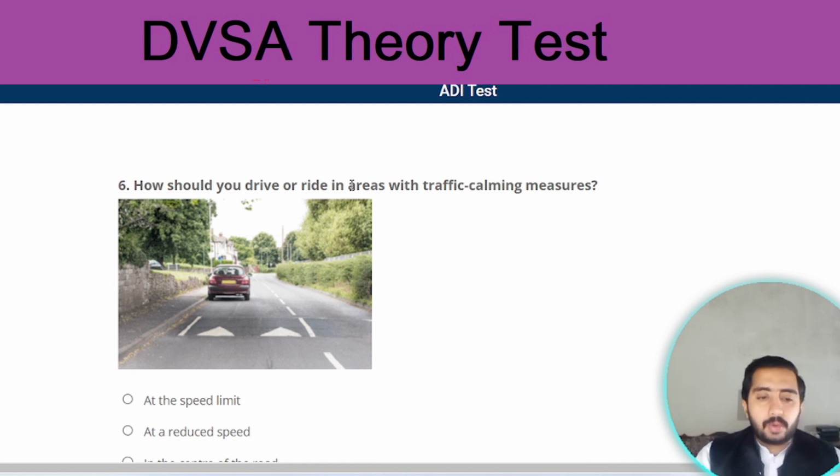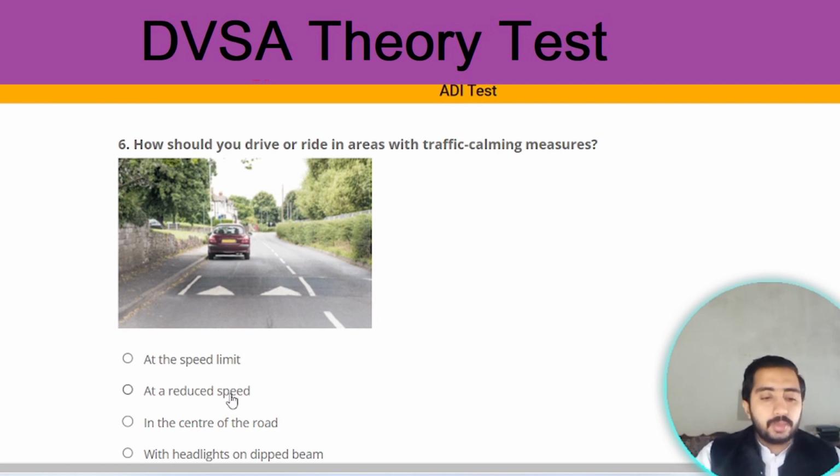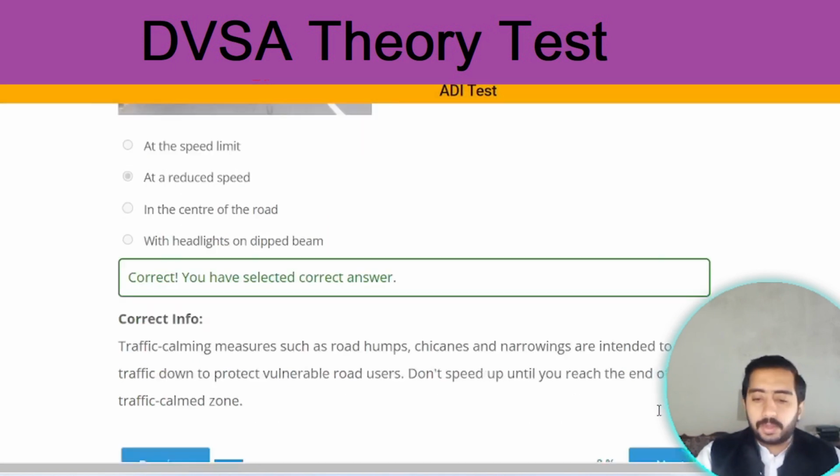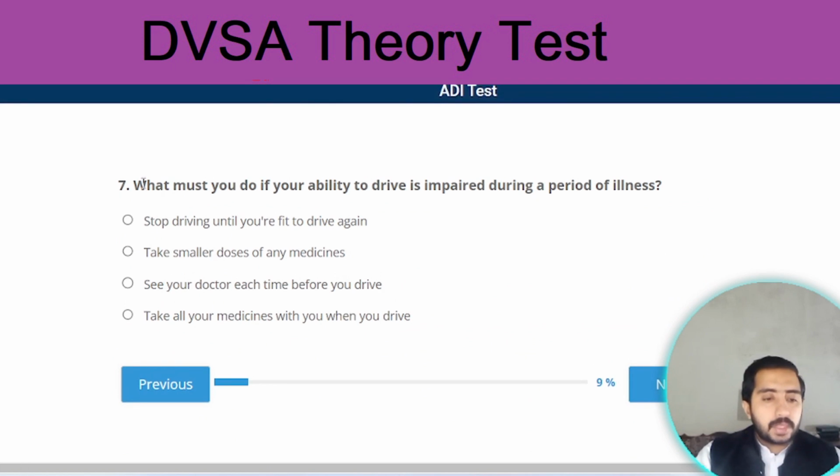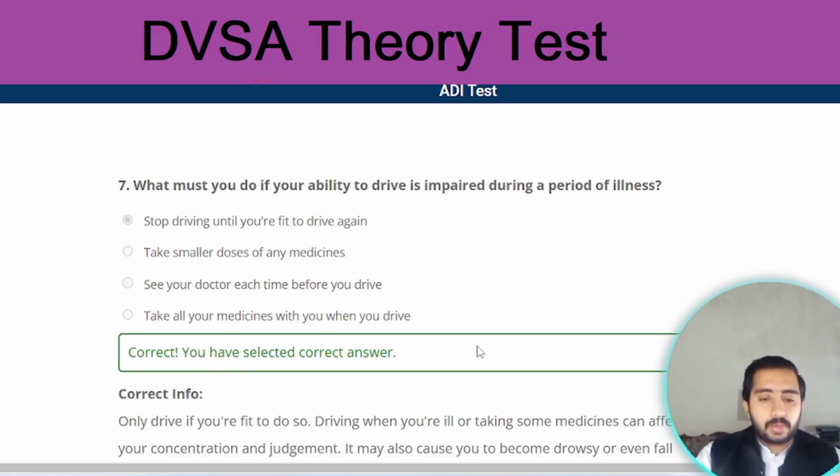How should you drive or ride in areas with traffic calming measures? The correct answer is at a reduced speed. Option B is the correct one. Next question. Question number 7. What must you do if your ability to drive is impaired during a period of illness? The correct answer is to stop driving until you are fit to drive again. Option A is the correct one.